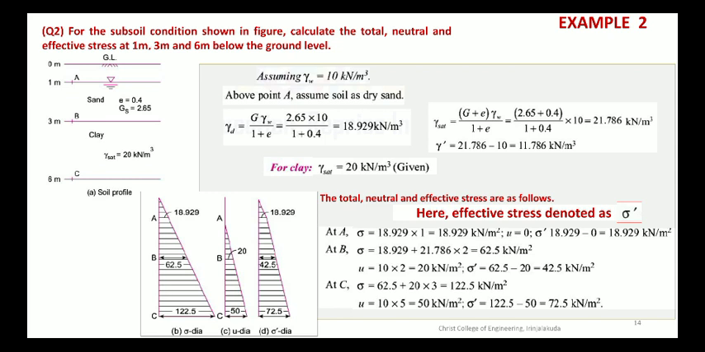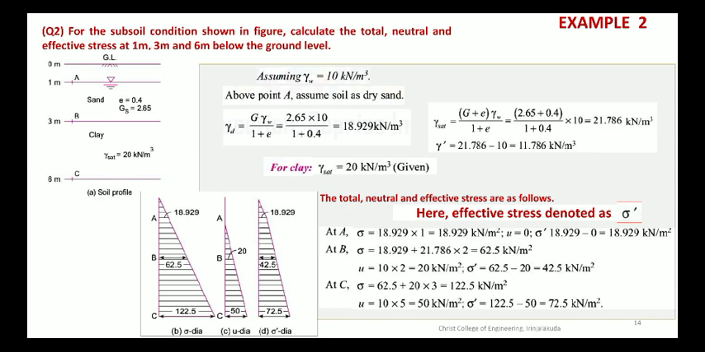For the subsoil condition shown in figure, calculate the total, neutral and effective stress at 1 meter, 3 meter and 6 meter below the ground level. We are asked to find out the total, neutral and effective stress, and the figure is already given in the question, and the depths at which all these stresses are to be found are also mentioned in the question.